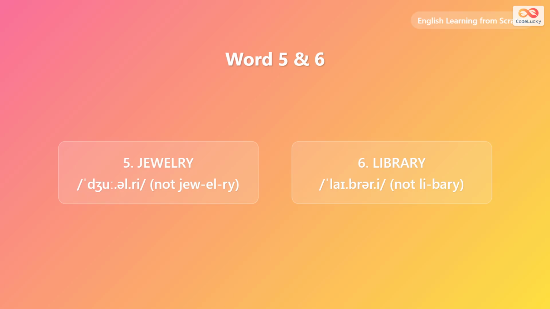Moving to words 5 and 6. Word 5 is jewelry. This word has 2 syllables, jewelry. Many people add extra syllables and say jewelery. Word 6 is library. It has 3 syllables, library. A common mistake is dropping the first R and saying libary. Always include both R sounds.